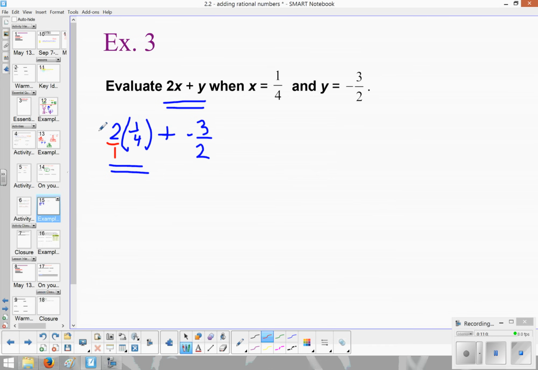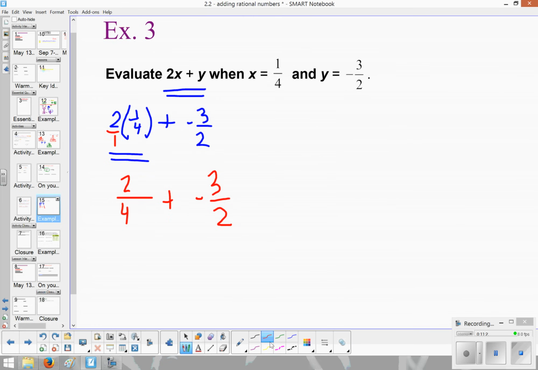And now we're going to go ahead and multiply this. So 2 times 1 is going to be 2, and 1 times 4 is going to be 4. Remember, when you multiply fractions, you just multiply straight across. Now we're going to add this to -3/2. And now this will be our new problem.